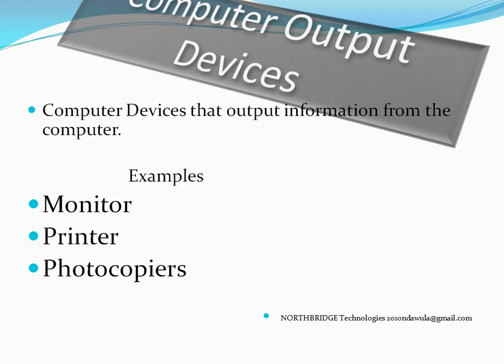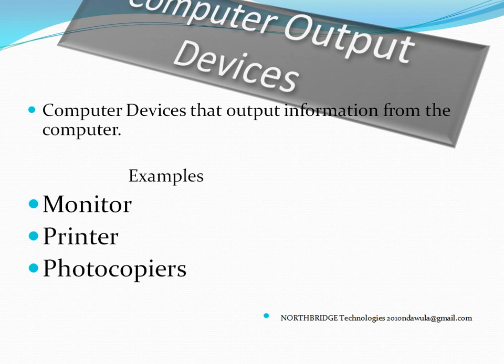When we are talking about computers, computer devices that output information from the system are what we call output devices, as the English term is pronounced. Anything that helps you to get what you have input or entered into your computer system, we term that an output device. For instance, if I type my name and I want to pin it on the wall, I will use a printer to print it out after typing it. So a printer is one of the output devices.